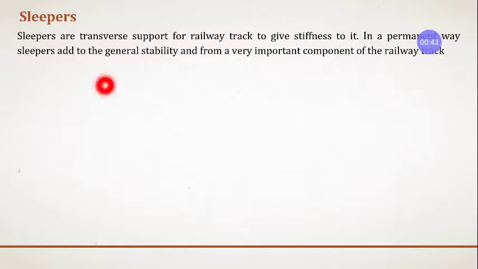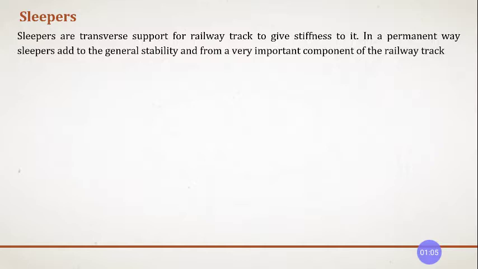A sleeper is a transverse support for a rail track to give stiffness to it. It is perpendicular to the rails. In whichever direction the rails are running, perpendicular to them there are sleepers, right? They are square boxes, you can say rectangular boxes.